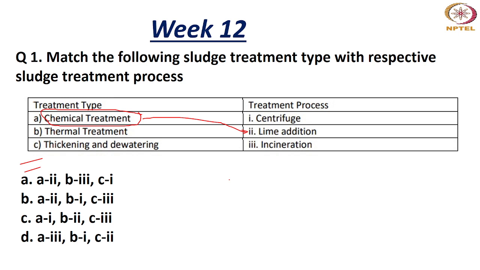So it will destroy all the harmful pathogens we have in the sludge, as well as form hydroxide precipitates of the toxic metals. In that way we can also remove the toxic metals from the sludge. Then thermal treatment is completely related to incineration. We combust the sludge and turn it into carbon dioxide or some inert material. Then thickening and dewatering is related to centrifuge. We do centrifuge for thickening and dewatering to remove the water from the sludge.